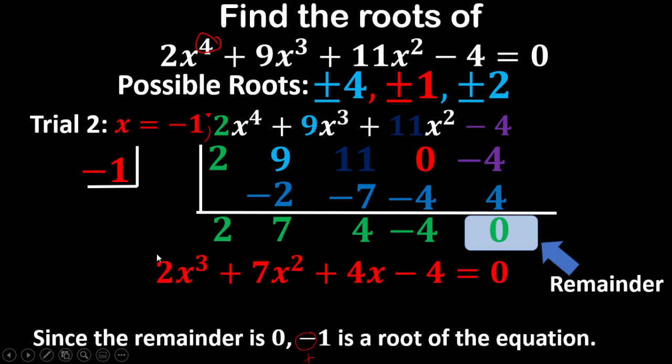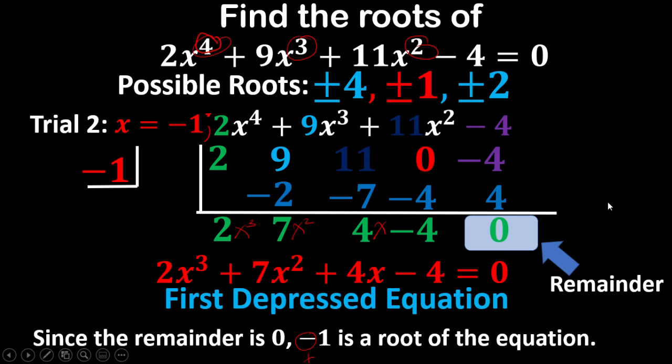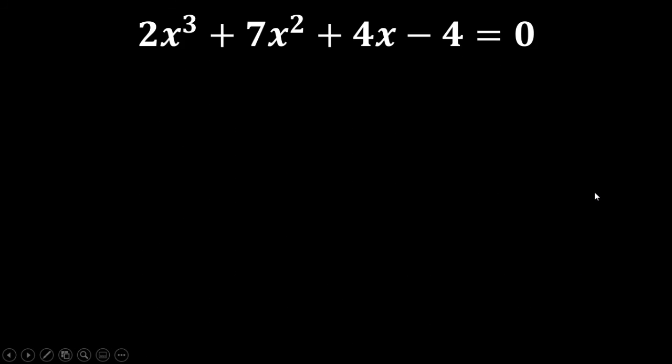Okay. Again, paano nakuha yun? Yung 4, magiging 3 na lang. Yung cube, magiging square na lang. And then, yung x raised to 2, magiging x na lang. And then, copy the constant. Next, ang tawag natin doon ay first depressed equation. Ito yung unang na-depress na equation. Okay? Tapos na ba tayo? Hindi pa. 2x cubed plus 7x squared plus 4x minus 4 is equal to 0.